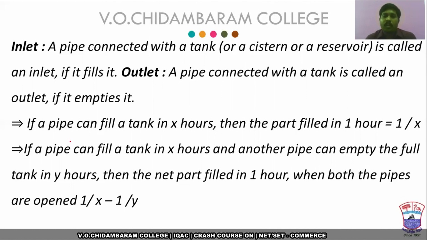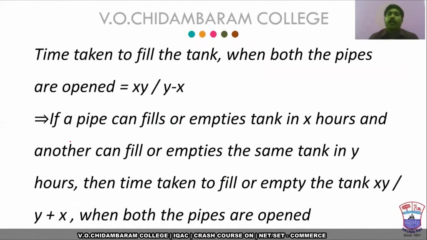So if a pipe can fill a tank in x hours and another pipe can empty the full tank in y hours, then the net part filled in 1 hour, if both the pipes are open, is nothing but 1 by x minus 1 by y. That is xy by y minus x.